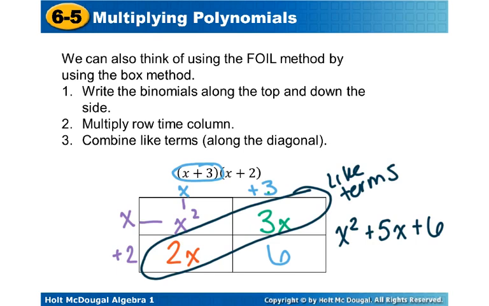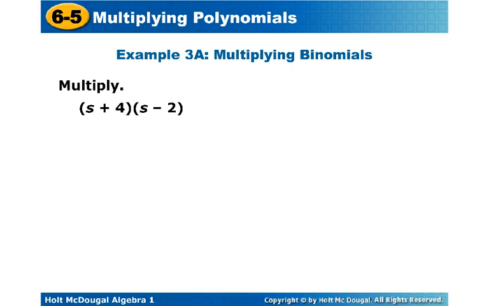So here we go. So multiplying the binomials together, s plus 4 times s minus 2. So if it helps, write FOIL up at the top so you know what to do. So you got to do the first terms. So first one in each spot. I'm going to write f. So s times s gives me s squared.